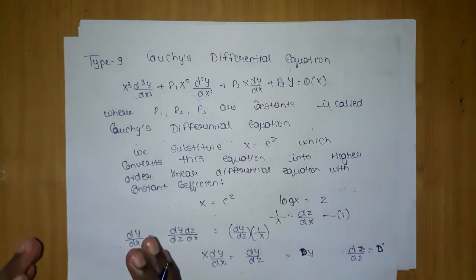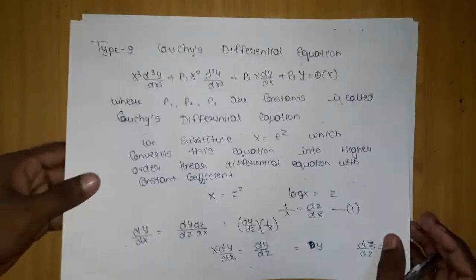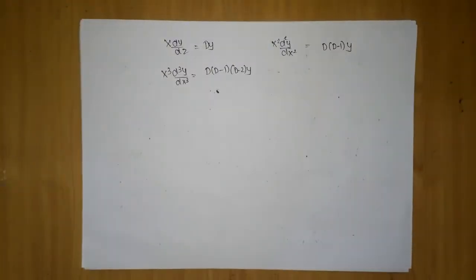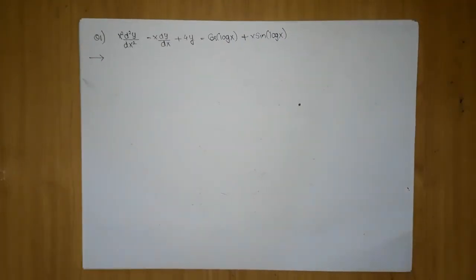Now we are going to take some questions. We will solve them with proper definitions, and in the next session we will solve only whatever is necessary. Okay, so let's try to get the questions. The first question says x square d square y by dx square minus x into dy by dx plus 4y equal to cos log x plus x sin log x. So how are we going to proceed?